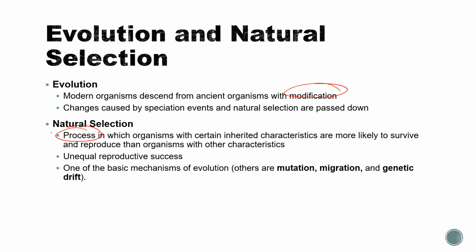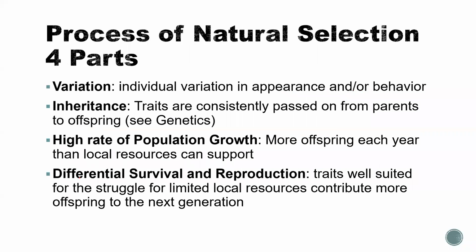Other mechanisms of evolution that we'll talk about are mutation, migration, and genetic drift. Natural selection, though, is one that we're going to start with because that's one that is important to make sure you understand. All right, the process of natural selection. There are 4 main parts. So these are 4 requirements you need in order for natural selection to happen.